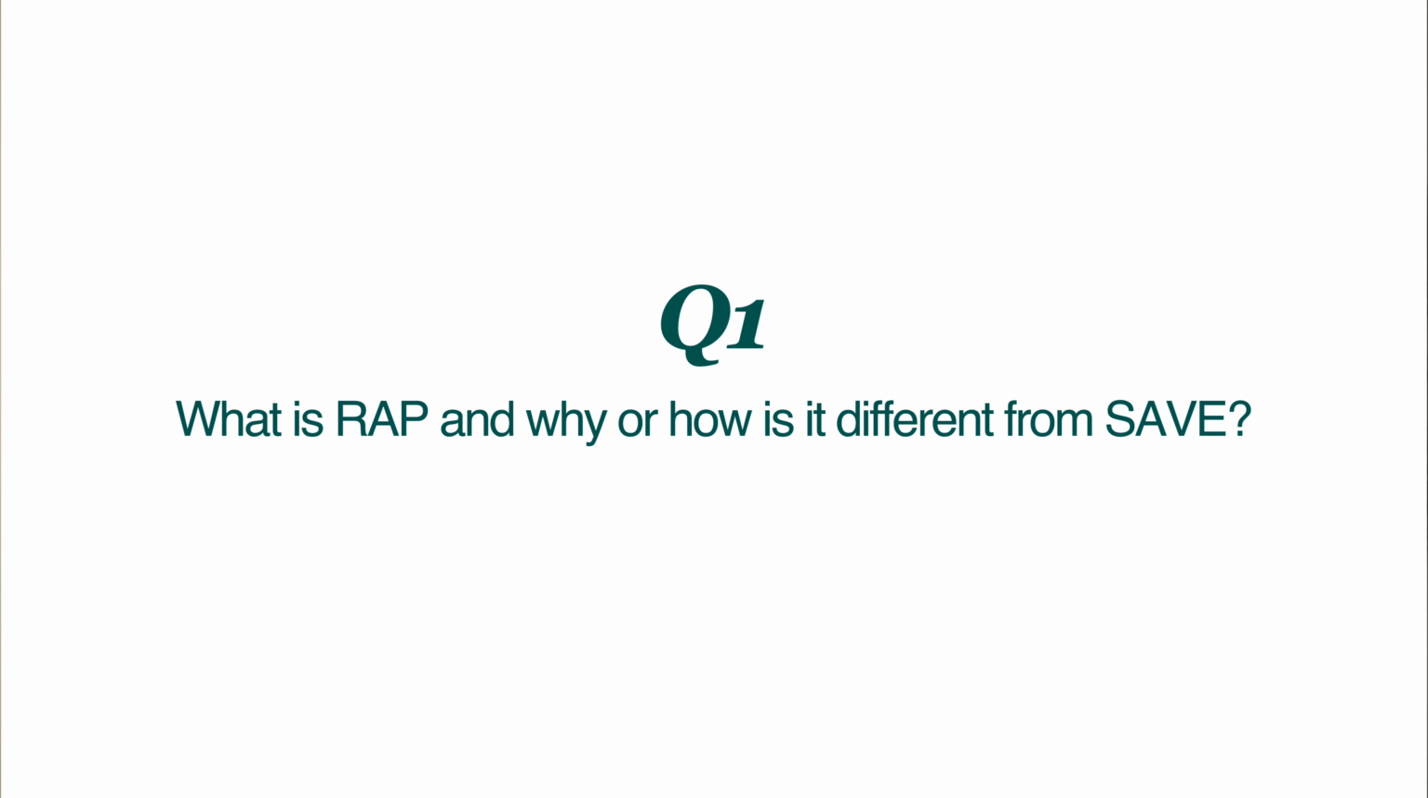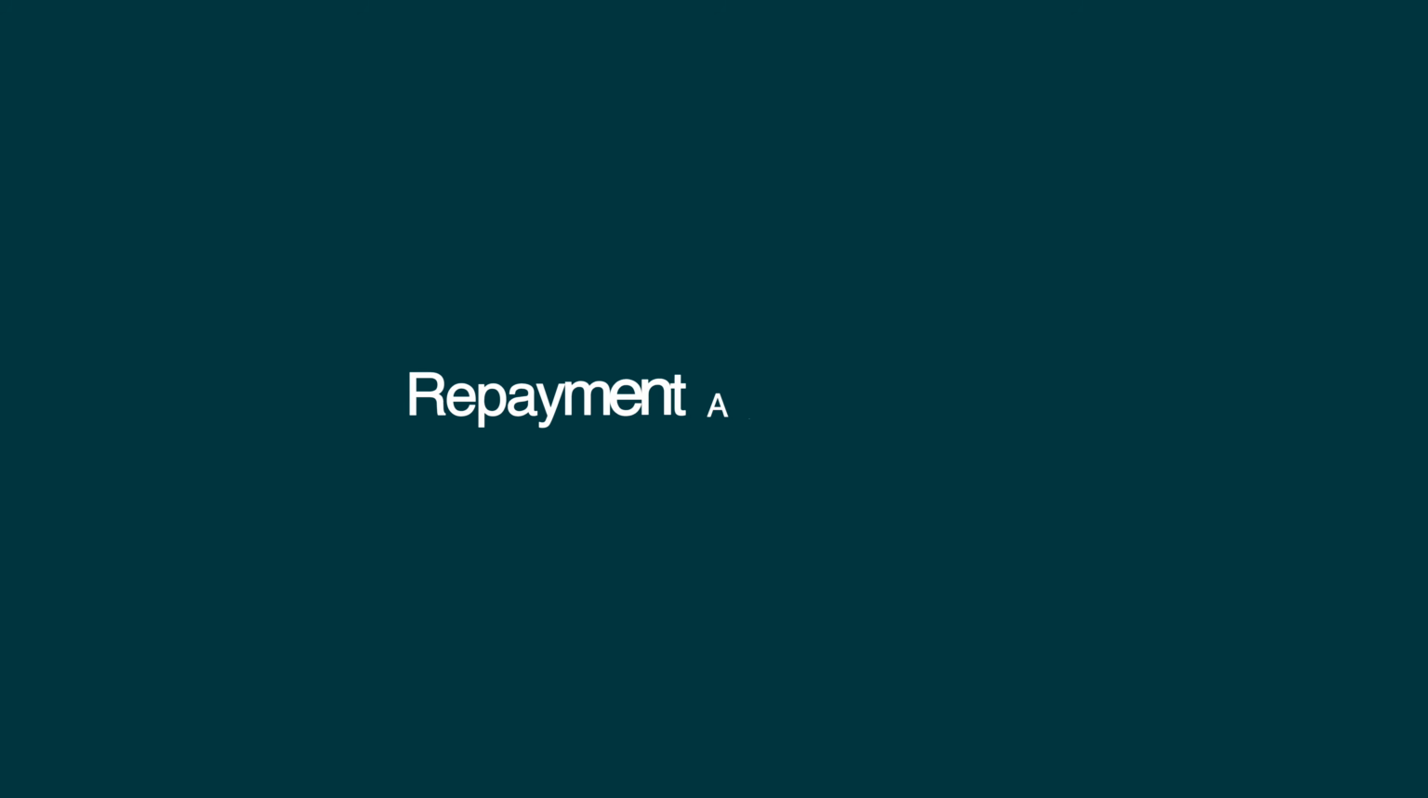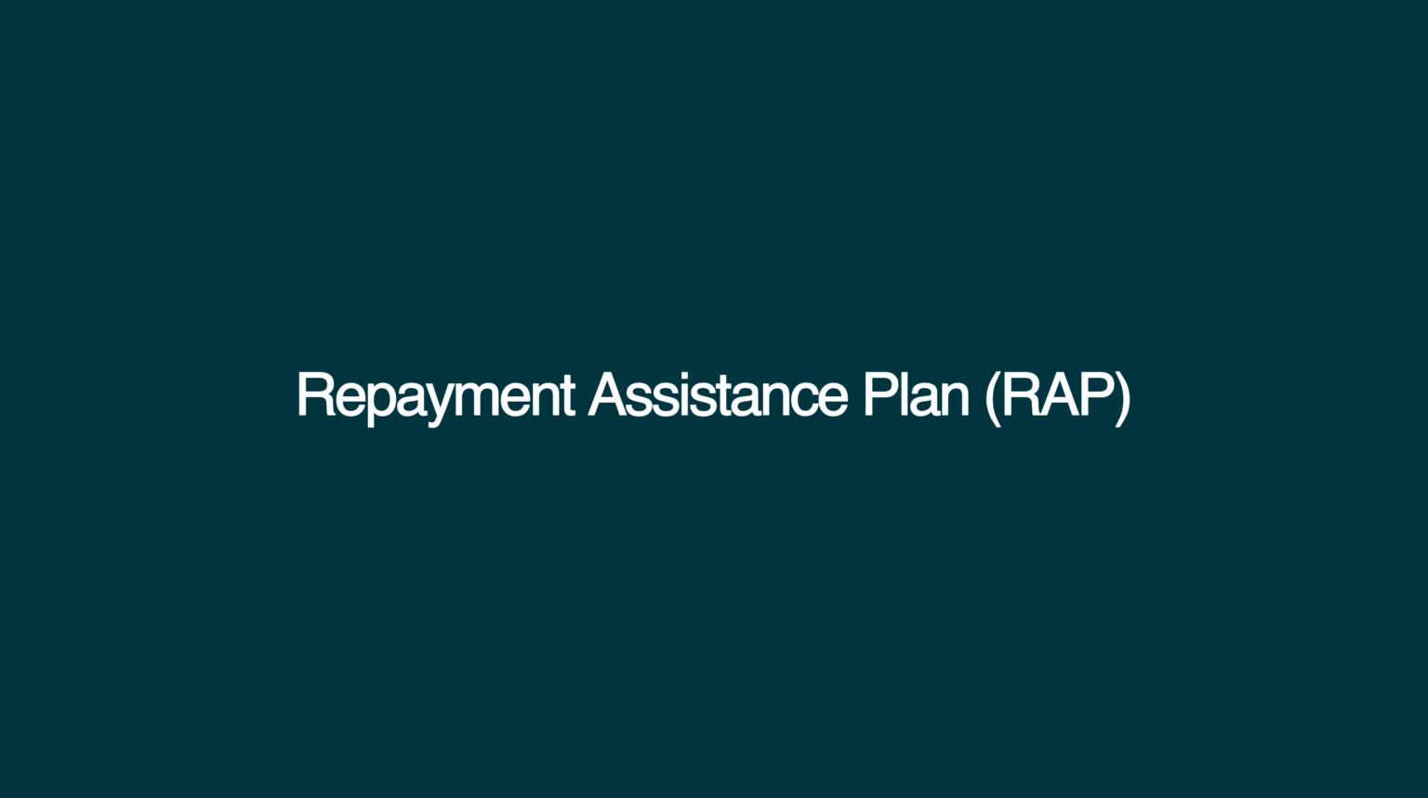Good question. So the RAP plan, that stands for Repayment Assistance Plan. That was created by the One Big Beautiful Bill last summer, and it will be going live July 1st of this year, of 2026. Now, it's essentially like replacing the SAVE plan, but there's a lot of differences between SAVE and this new income-driven repayment plan, RAP.